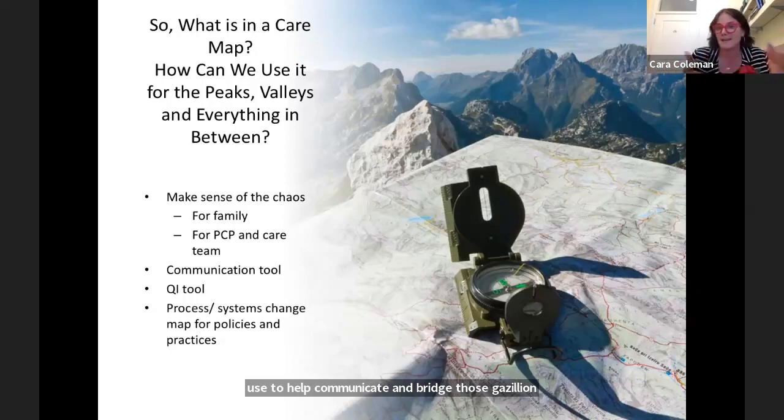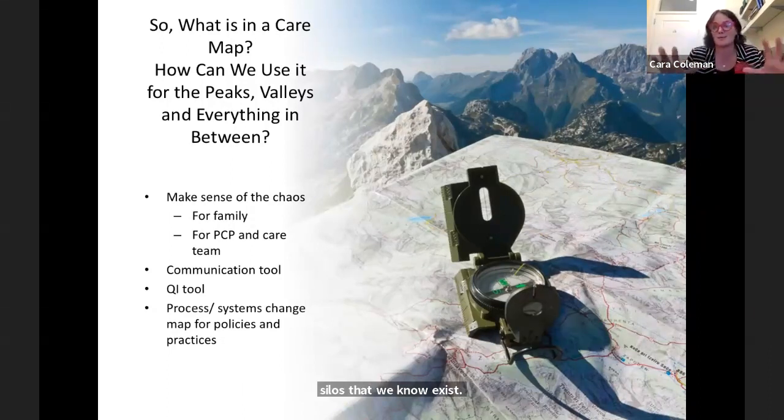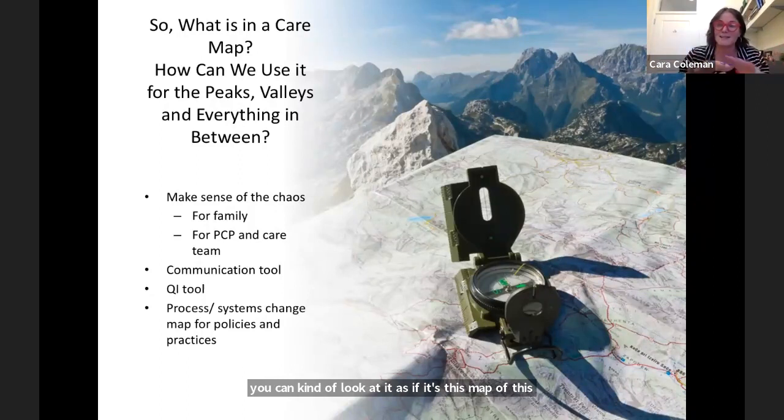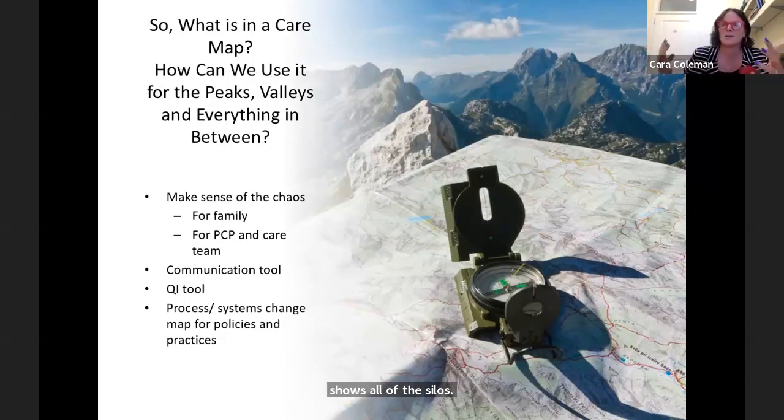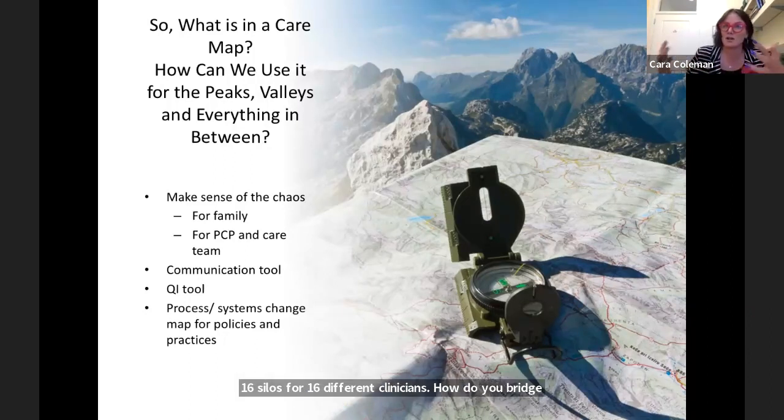If you look back at the care map, you can look at it as this map of this field of the healthcare of one child, of Justice, that shows all of the silos, 16 silos for 16 different clinicians. How do you bridge that? We say we have things like shared plans of care. Is the plan of care shared across all 16 physicians? I know my primary care provider, she was Justice's primary care provider, but she was our family's too, or she still is.